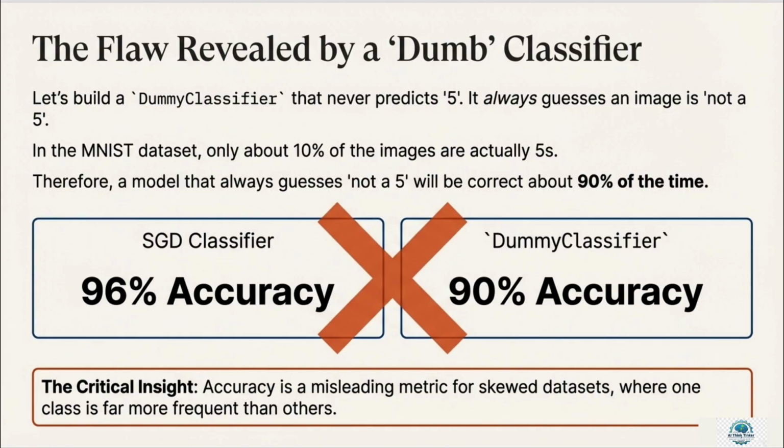If we evaluate this dumb classifier, it scores 90% accuracy. Our complex SGD classifier scored 96%. That means all that math, training, and gradient descent only bought us what? A 6% improvement over a model that does absolutely nothing? This reveals the critical insight. Accuracy is a misleading metric for skewed datasets. We need a tool that doesn't just tell us how many times we were right, but how we were right and how we were wrong.